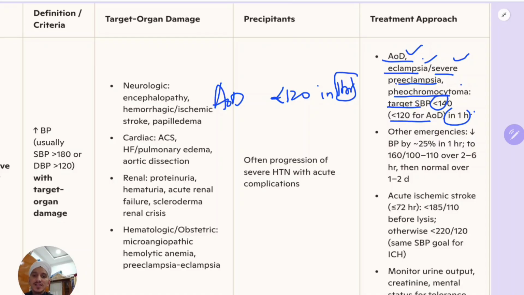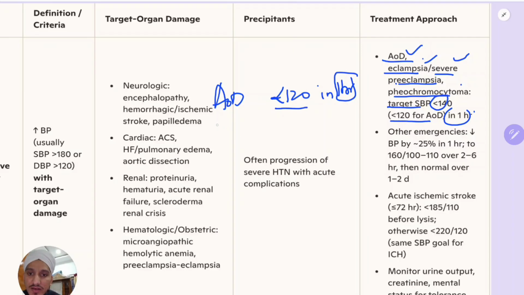These are the things which help to diagnose. And if you do chest X-ray, mediastinum can be widened. It may not be widened; it can be widened. Okay, so these are the things by which we exclude this aortic dissection. Okay, troponins can be raised. Okay, so this is the target BP in aortic dissection, less than 120 in 1 hour.